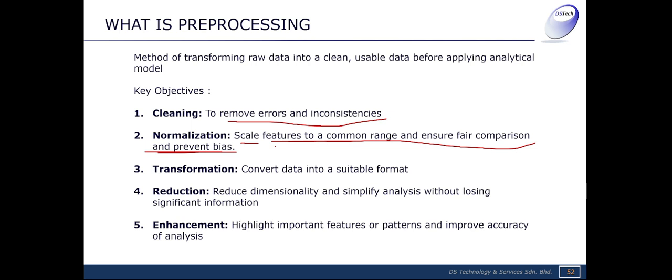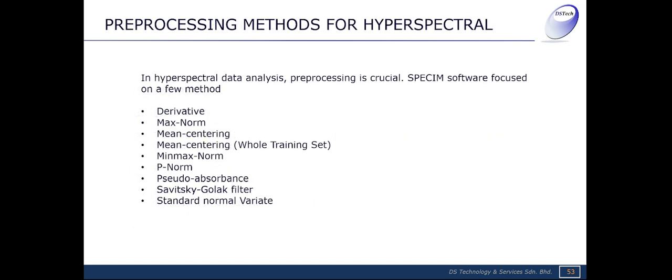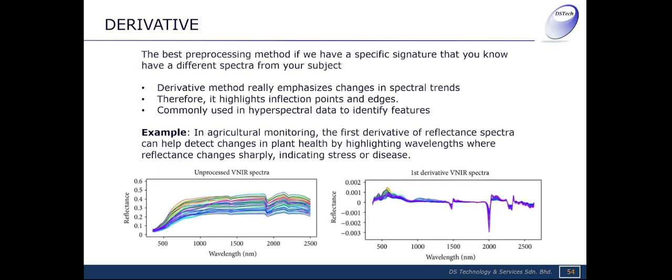Actually, in fact, for most of these things, there is what we call pre-processing software as well. I mean, methods which are already inside the software. So there's a few. You can actually see here: derivative, max norm, min centering, min max norm, p norm, pseudo absorbance, and Savitzky-Golay. And last will be the standard variate. I will go through a few, because some are actually pretty much the same. So for example, derivative. Derivative is something that you want to use when you look at, for example, a very specific peak.